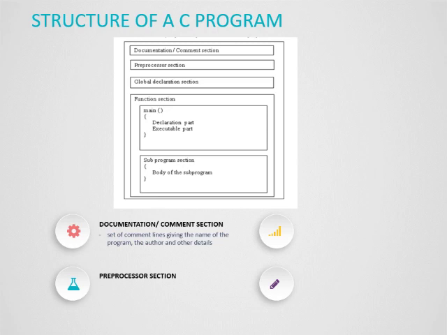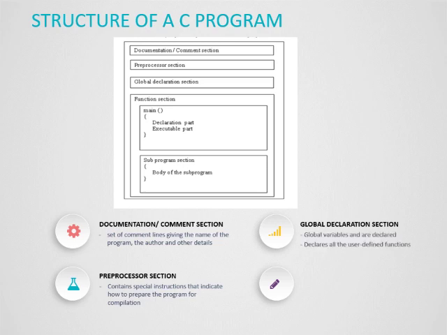The next section is preprocessor section. It contains the special instructions to the compiler. In the global declaration section, all the user defined functions and global variables are declared. Function section: a group of C statements that are executed together are placed in this function section. It contains main function section and subprogram section. So let us see about each section in detail.